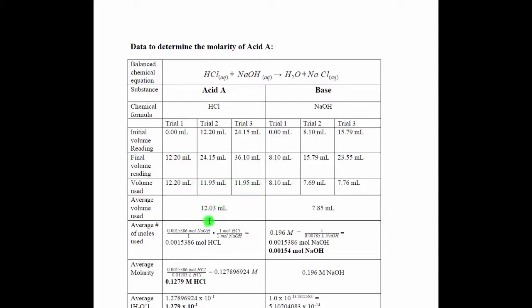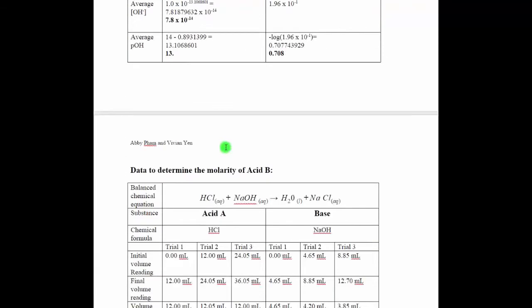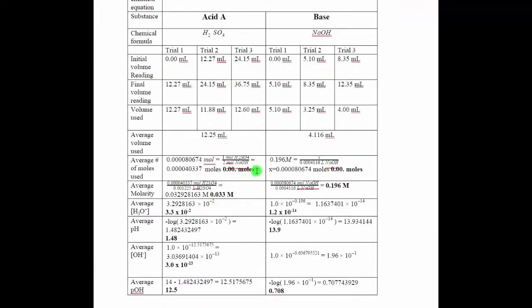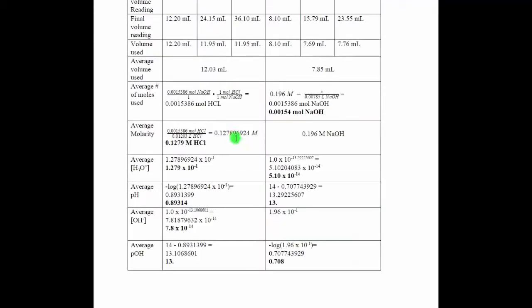The average molarity of base from the bottle was plugged into the molarity equation to get the number of moles used. For the acid, it was 1:1 since the balanced equations had no coefficients. But for H2SO4, it needed to be divided by 2 since acid to base was 1:2. The number of moles used in the acid was then plugged into the molarity equation to get the average molarity of the acid. This was converted to the average concentration of hydronium ions.